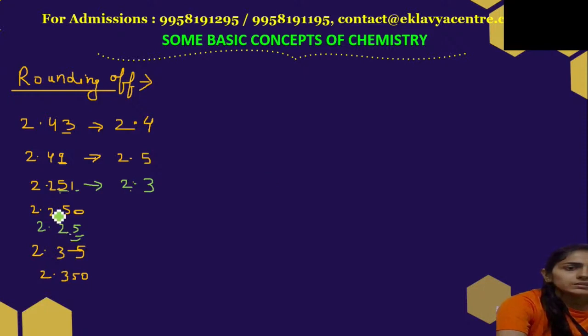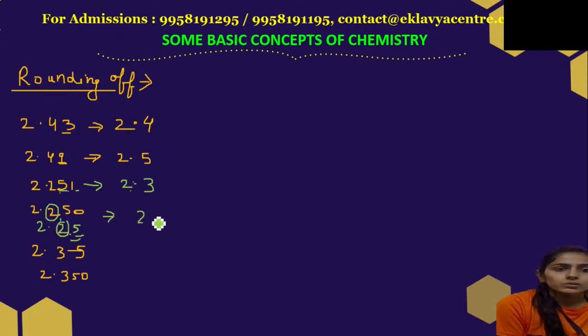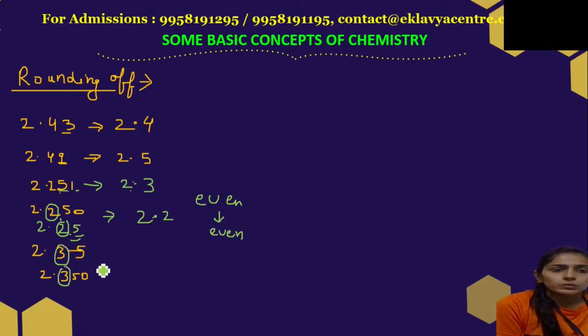In this case you have to see the digit before 5. This is even and this is also even. So in case of even, if the digit is even, it will remain even. But here the digit is odd, 2.3.